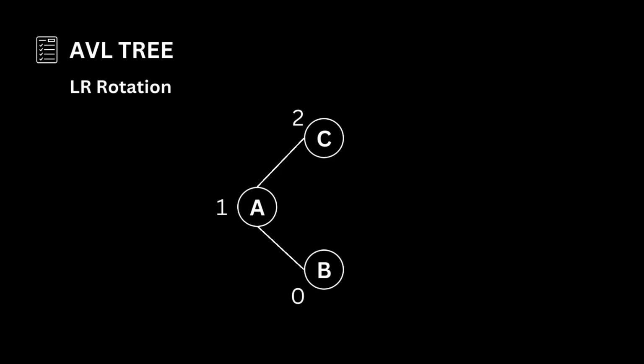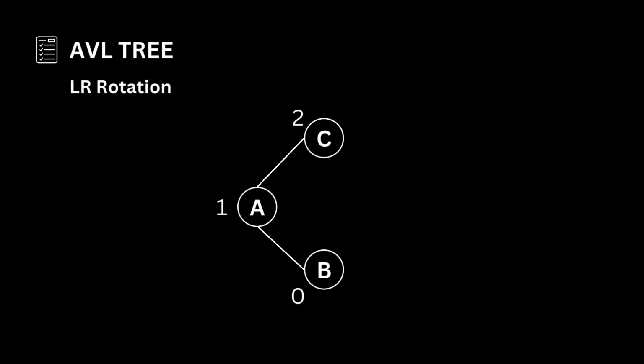LR rotation. Double rotations are more complex than single rotation. As previously explained, an LR rotation involves performing an RR rotation followed by an LL rotation. This means we first apply an RR rotation to a subtree and then perform an LL rotation on the entire tree. Here the entire tree refers to the first node along the path of the inserted node that has a balance factor other than -1, 0 or 1.